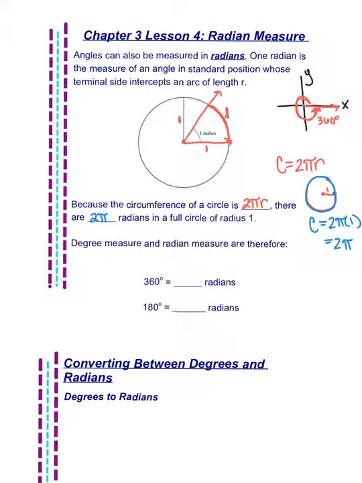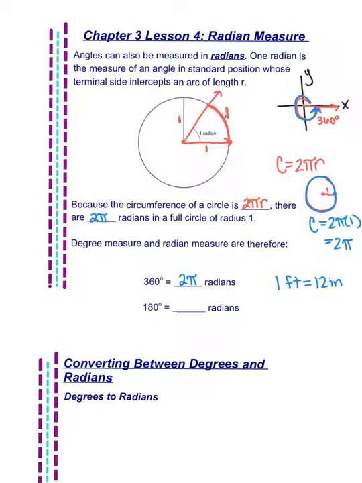All right, so what we just did is we said if I have an angle of 360 degrees, that is the same thing as 2 pi radians. 360 degrees is equivalent to 2 pi radians. This is similar to saying 1 foot is 12 inches. Just unit conversion, different units. 360 degrees is the same angle as 2 pi radians.